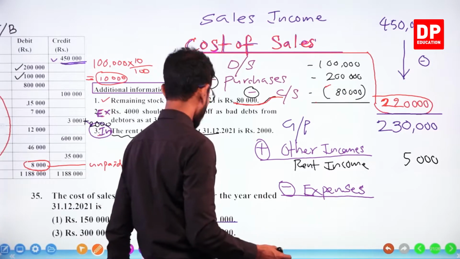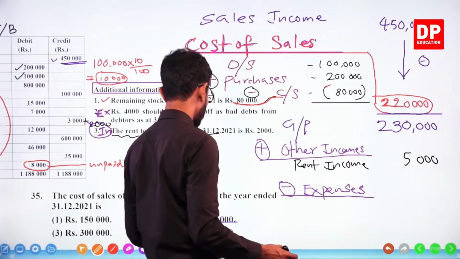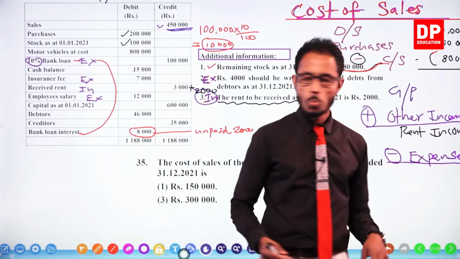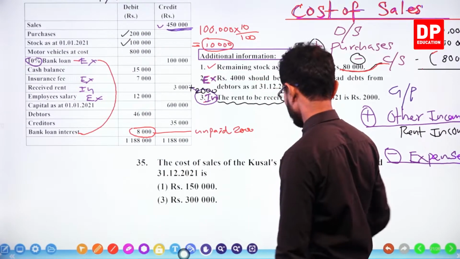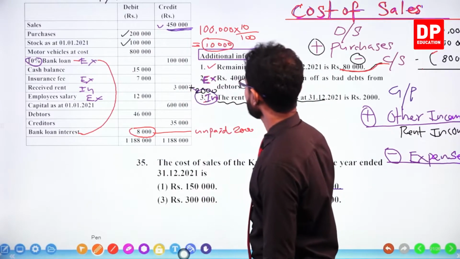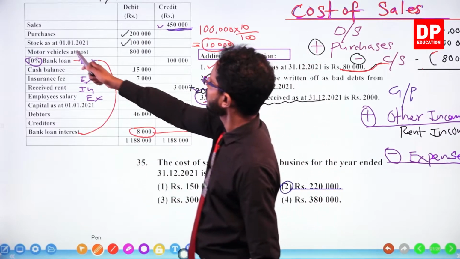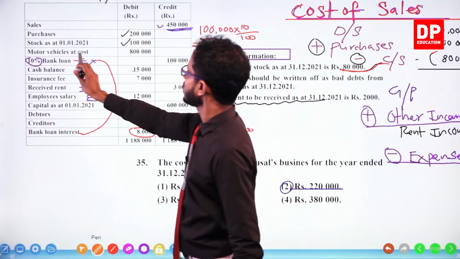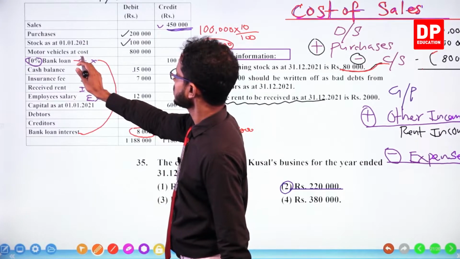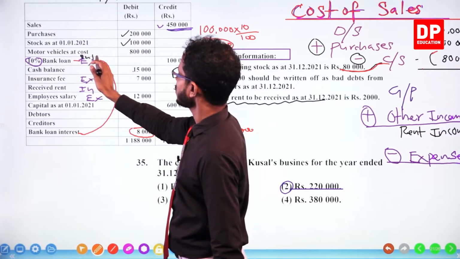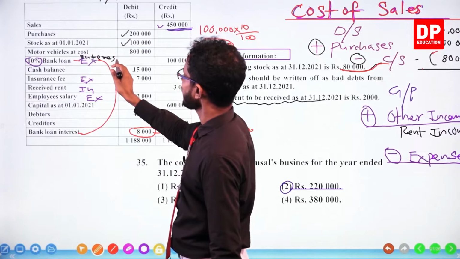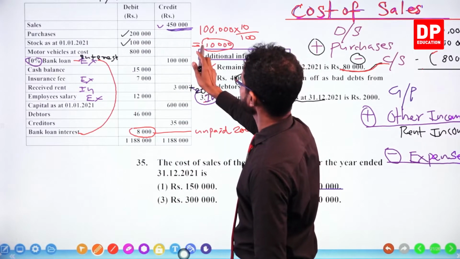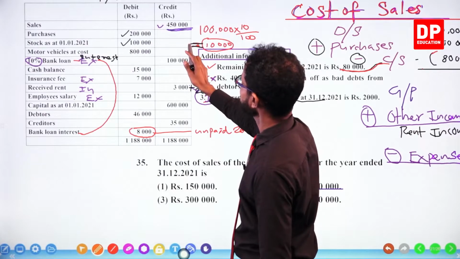Okay, now let's take the expenses. First, bank loan interest. We have to write bank loan interest expense. That is 10,000. See, it is here. We calculated that.